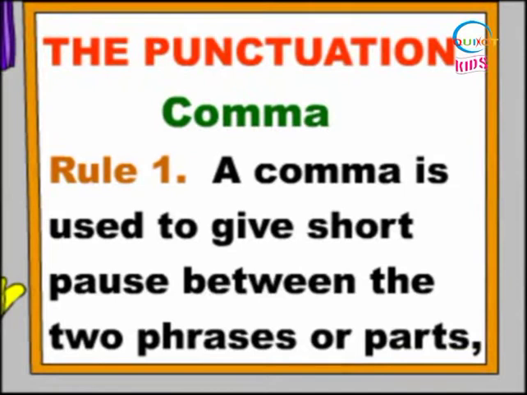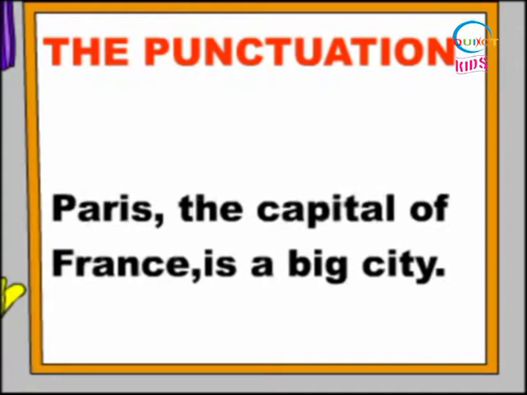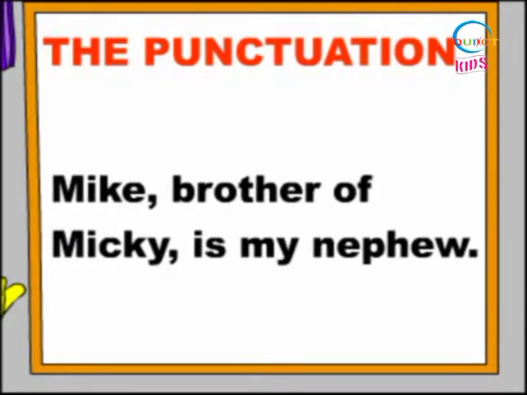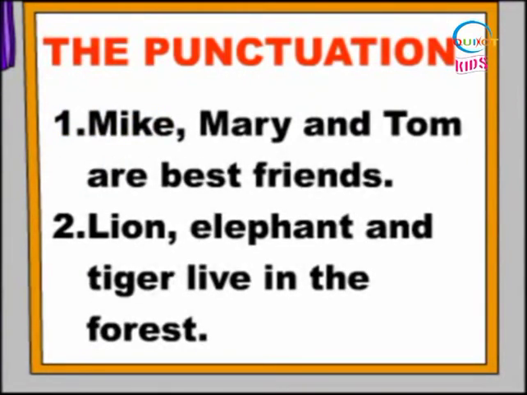Comma. Rule 1. A comma is used to give a short pause between the two phrases or parts in completing the sentence. Paris, the capital of France, is a big city. Mike, brother of Mickey, is my nephew. Rule 2. A comma is used to join two or more words in the sentence, as Mike, Mary and Tom are best friends. Lion, elephant and tiger live in the forest.